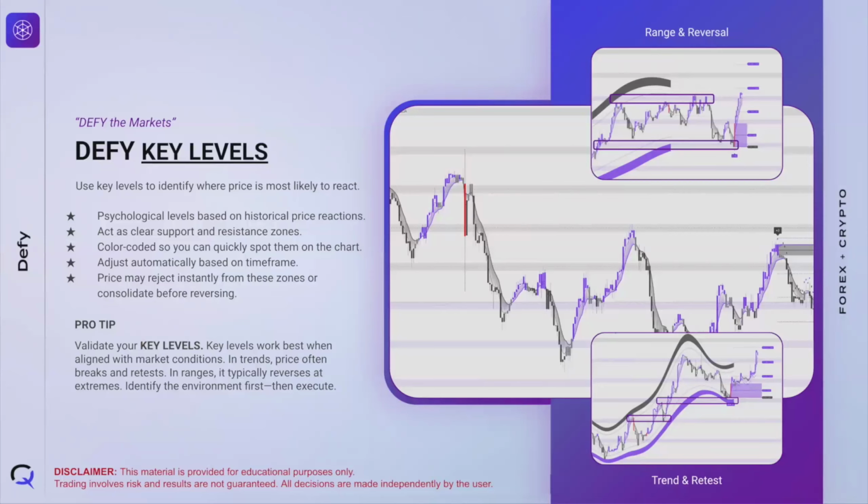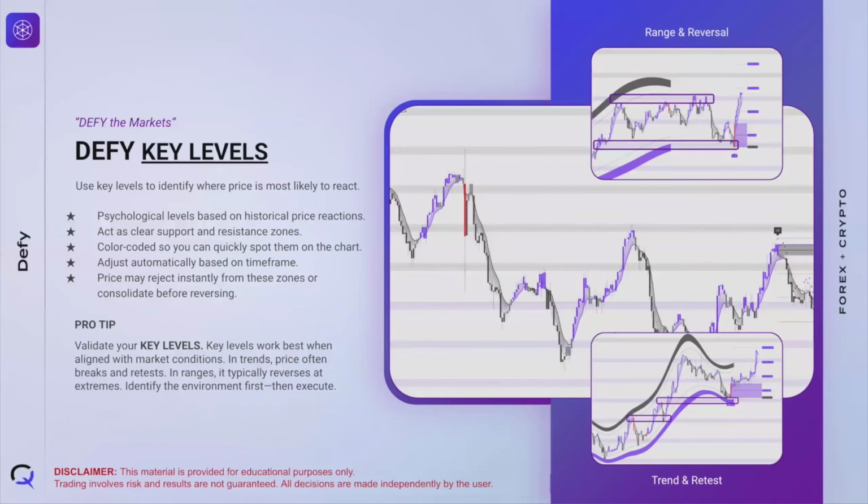Now, a quick pro tip is that you always want to make sure that you're validating your key levels, as key levels work best when they are aligned with market conditions. So in trends, price is often going to break and retest. And in ranges, price will typically reverse from extreme highs or extreme lows. So the pro tip here is to identify the environment first and then execute.